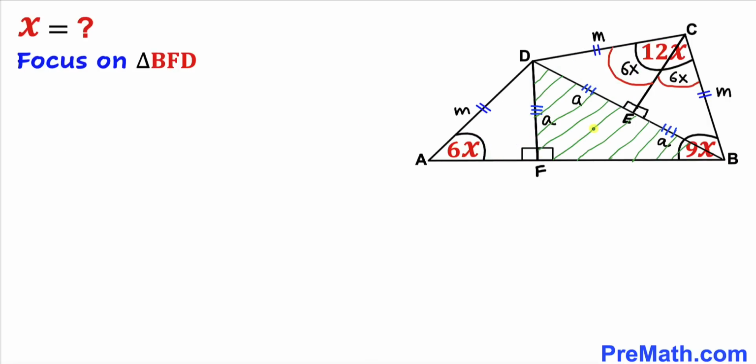And here's our next step. Let's focus on this right triangle BFD. We can see that this side length DF is A, and this side length BD is going to be A plus A, that is going to make 2 times A. So therefore our side length DF is A and BD is 2 times A.